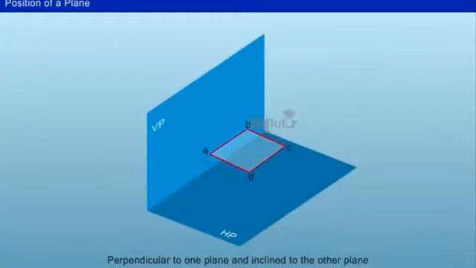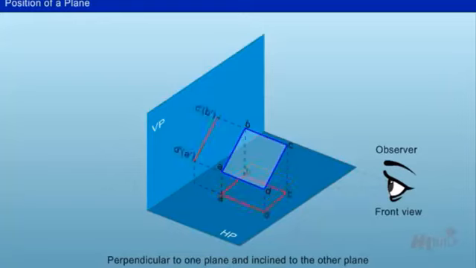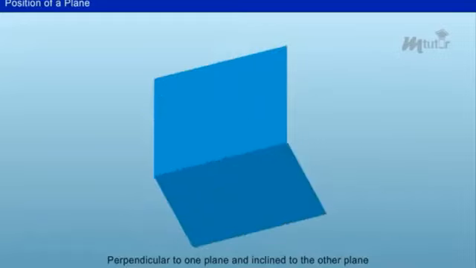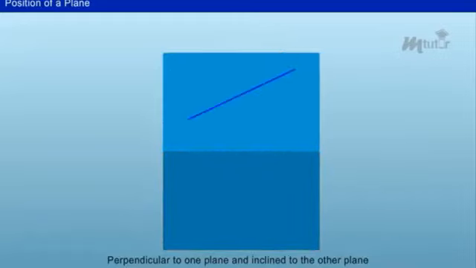Perpendicular to one plane and inclined to the other plane. Consider the square plane which is perpendicular to the vertical plane and parallel to the horizontal plane. If the plane is perpendicular to VP and inclined to HP, then the position of the plane will be as shown on the screen. As the plane is perpendicular to the vertical plane, the apparent view will appear on the top view.